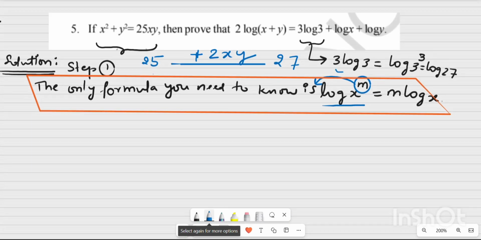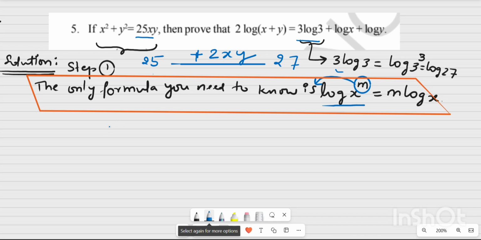So let's move on to the question. Here, as we can see, it is 25. Here 3 power 3 can be written as 27. So 27 minus 25, the difference is 2xy. So if you add 2xy, then you'll get the proof that is asked in the question.